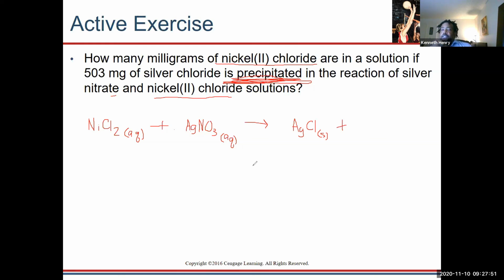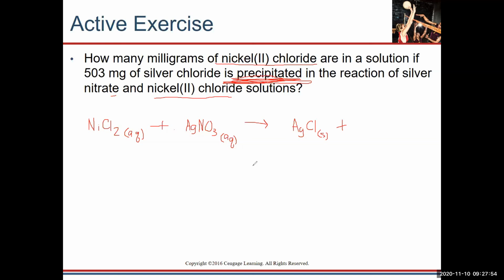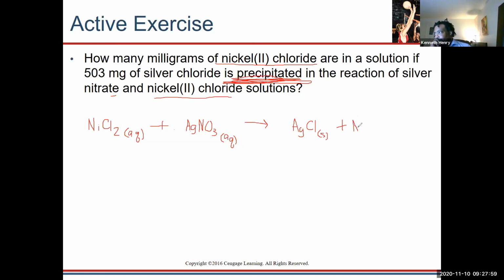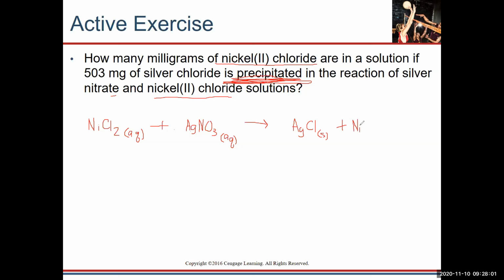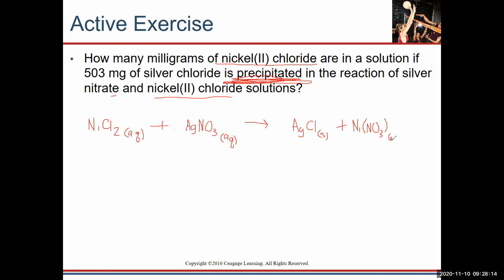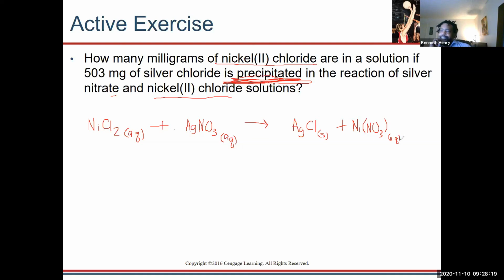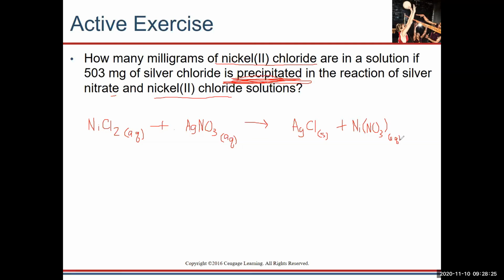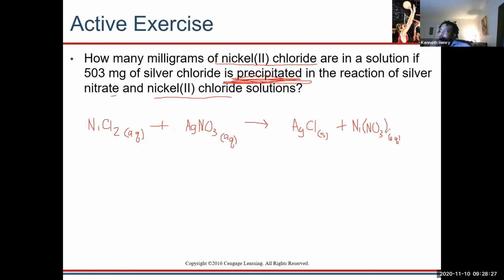Okay, and what would be the other product? Nickel nitrate. Chemical formula for nickel nitrate? Ni(NO3)2. Good job. And you said aqueous, right? You assume it's aqueous because it doesn't tell you otherwise. Shouldn't there be a little 2 after the nitrate? You are correct. Good job.